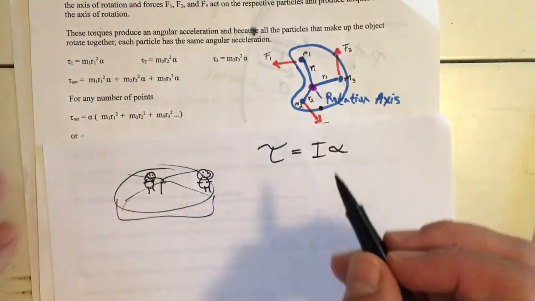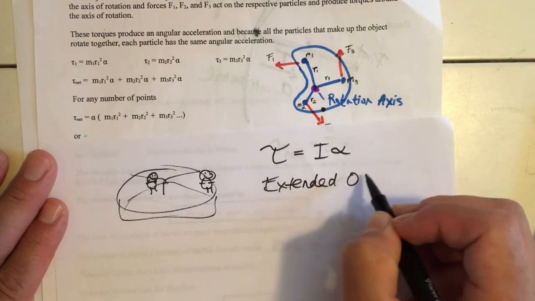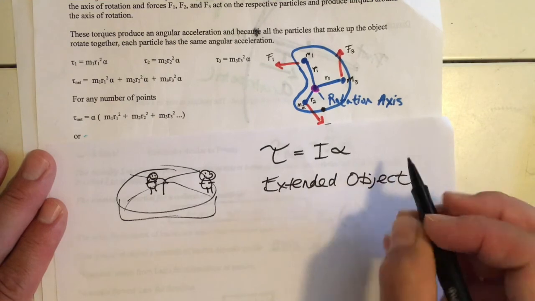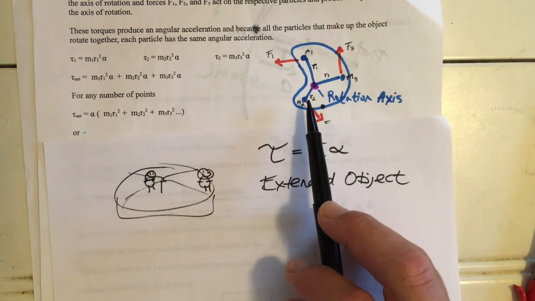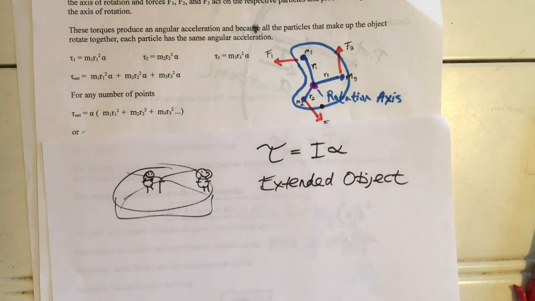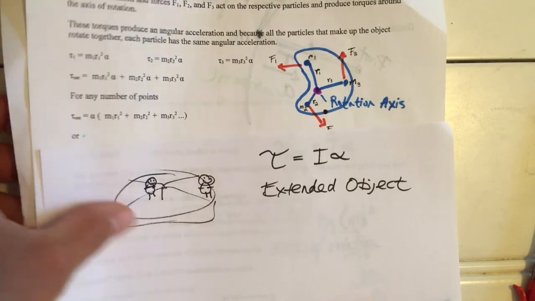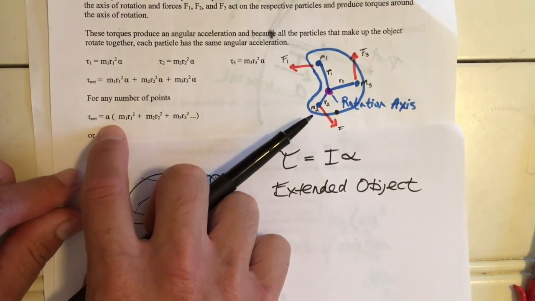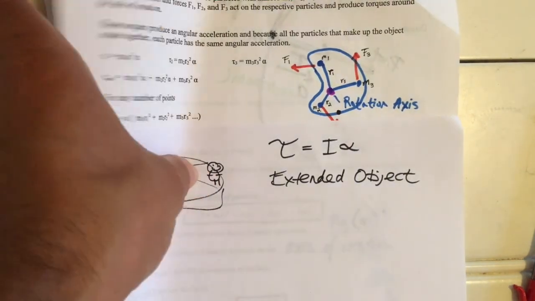Well, when we have an object like this, which is an extended object, right? This is an object where its size and its mass in different locations matters, right? We can't consider all of its mass at one point. We have to consider its mass acting at multiple points. That's the idea of an extended object. Well, its net torque is equal to alpha times the I value of all 3 points. And why does this matter?